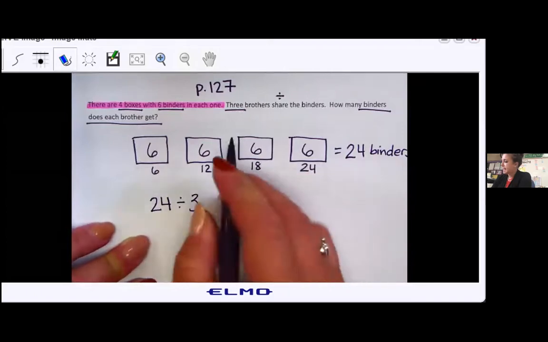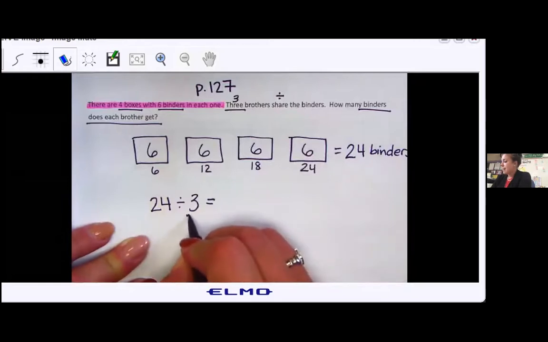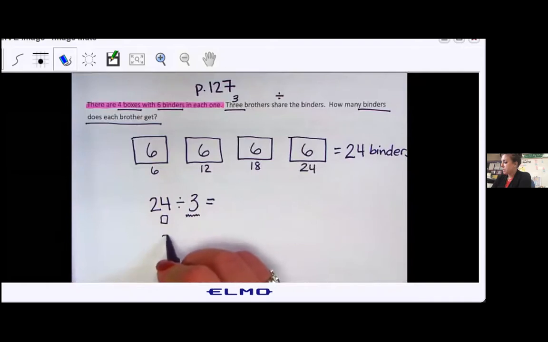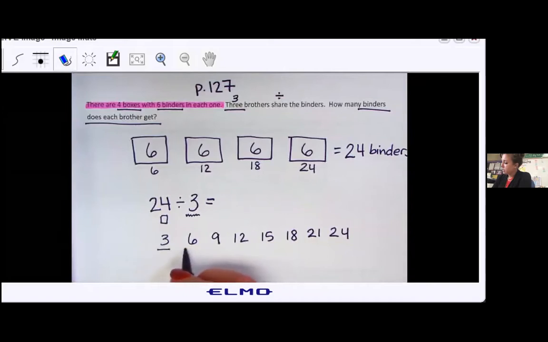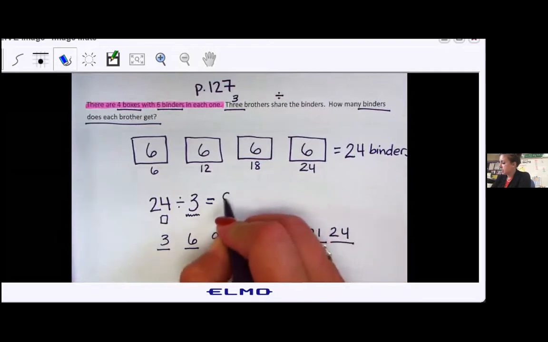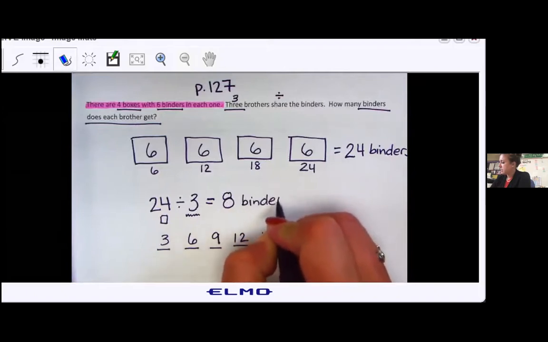That 3 is hiding, that tricky 3. So we're going to count by 3, stop when we say 24. 3, 6, 9, 12, 15, 18, 21, 24, stop. That is 1, 2, 3, 4, 5, 6, 7, 8. So my answer is 8 binders each.